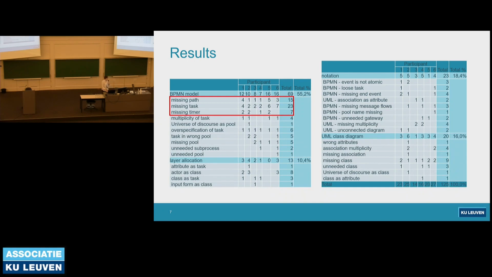The mistakes that occurred most frequently were the missing elements in the BPMN process model. And this can be explained by the fact that most students ran out of time. We provided an hour to finish this exercise, which we expected to be enough, but we learned that students actually needed more time to finish the exercise.